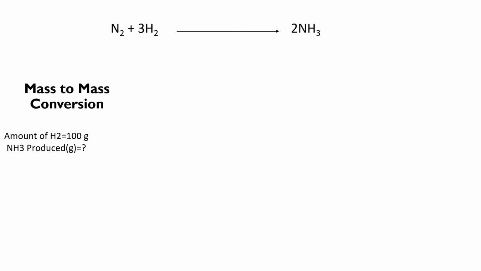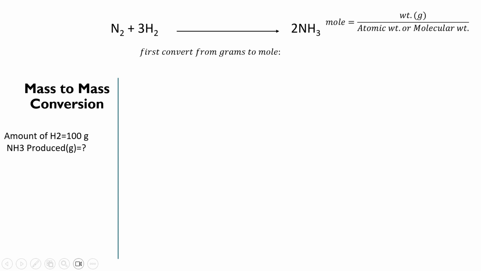Now finally we will look at mass to mass conversion. The amount of hydrogen this time is 100 grams, and we have to calculate the amount of ammonia produced in grams by reacting 100 grams of hydrogen with nitrogen. First we need to convert grams into moles because the balanced chemical equation talks only in terms of moles, not in grams. For that, this is the simple relationship we normally use: weight in grams divided by atomic weight or molecular weight gives the number of moles. Here we have 100 grams of hydrogen, and the molar mass of hydrogen is simply 1 gram per mole, and this gives us 100 moles of hydrogen.